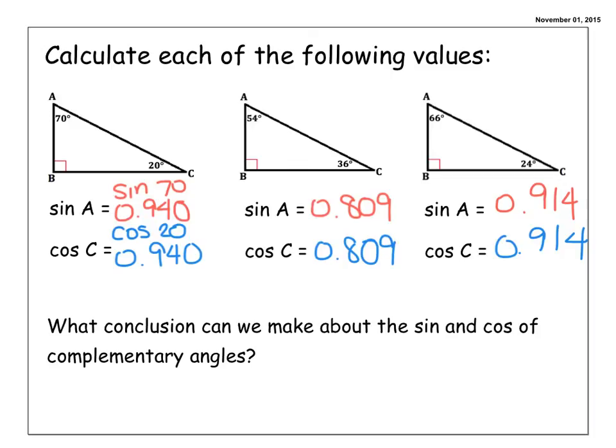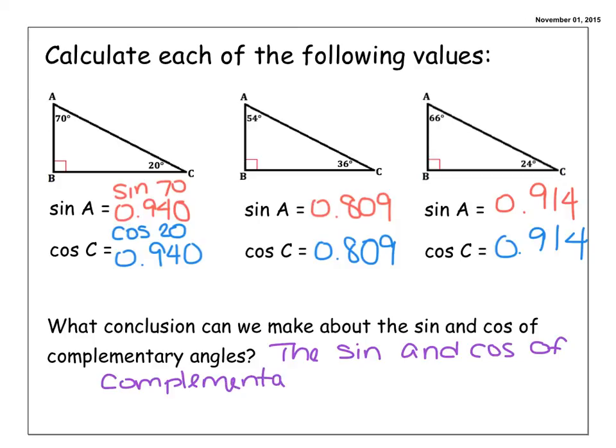So let's put that in a statement here, and we're going to write it in a full sentence. The sine and cosine of complementary angles will always be equal.